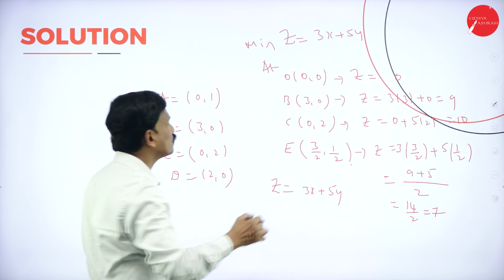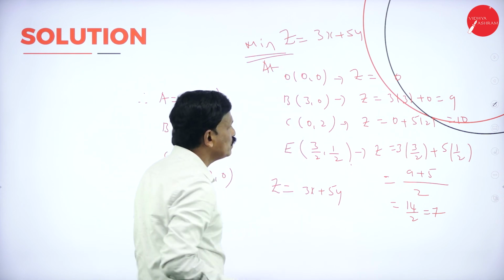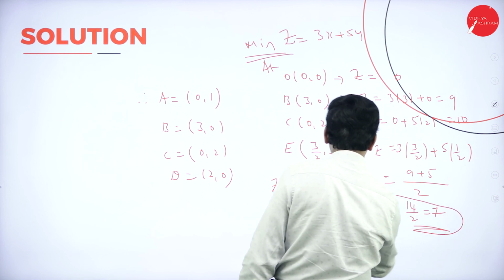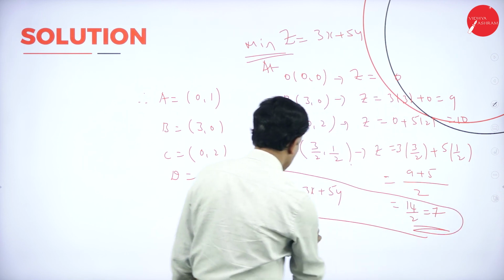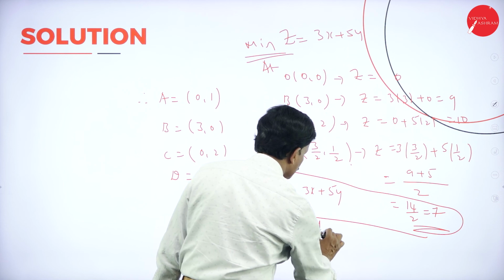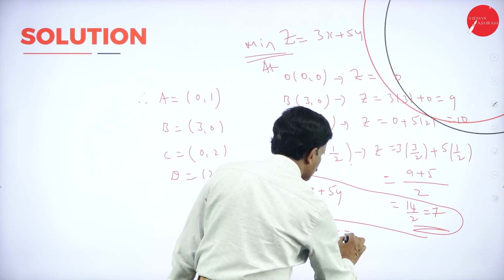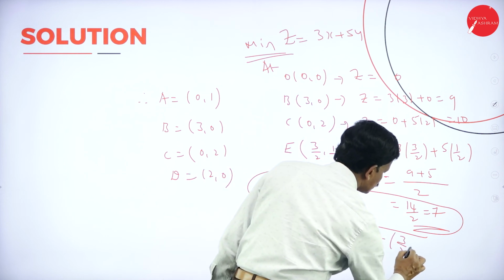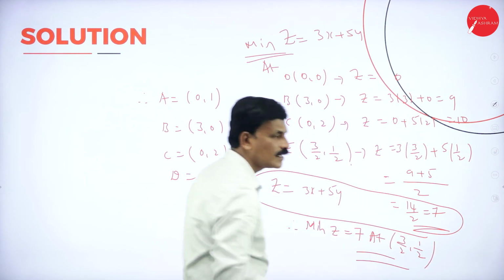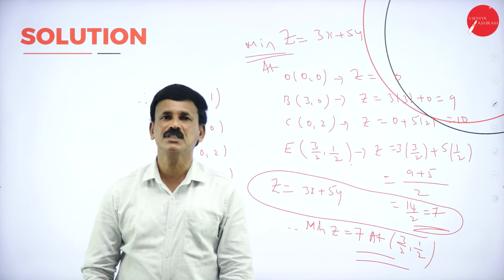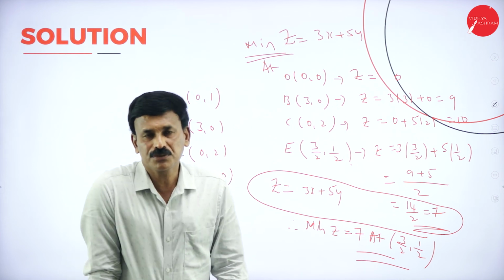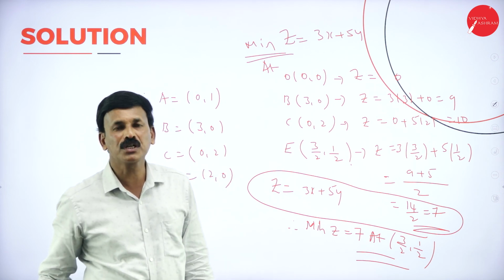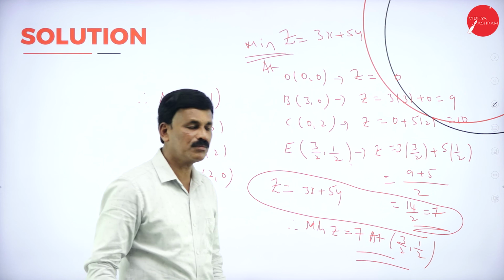What is required to find is the minimum. What is the minimum value? 7 is the minimum value. So therefore, the minimum of Z is equal to 7 at 3 by 2 comma 1 by 2. The minimum value is 7 at 3 by 2 comma 1 by 2. This is how we are going to solve a linear programming problem using the graphical method.